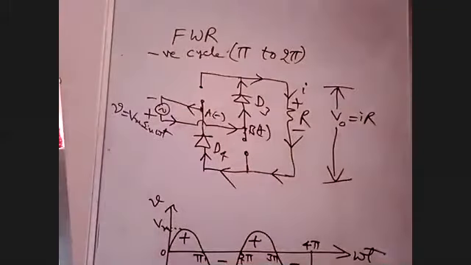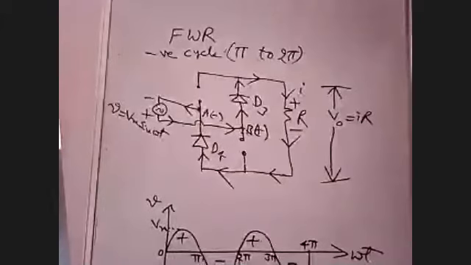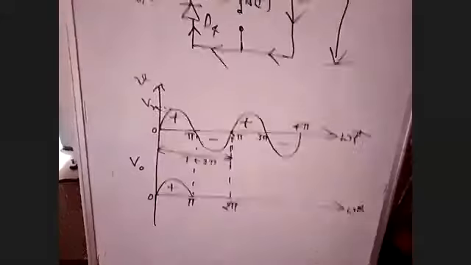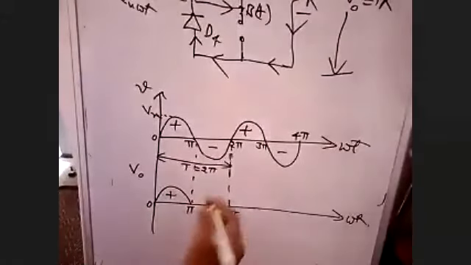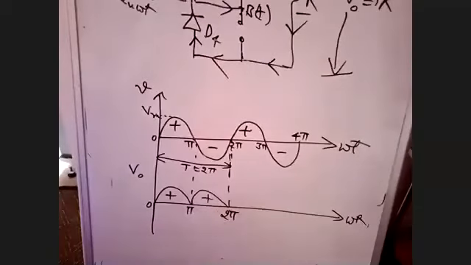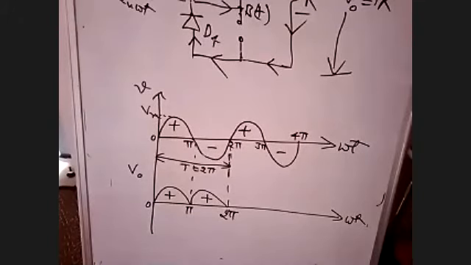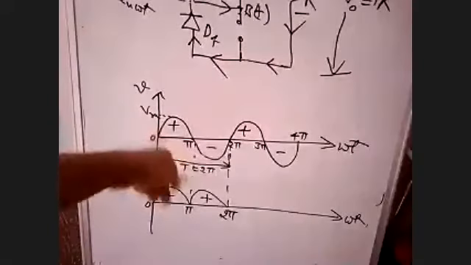That's why we are getting the output voltage. V0 is equal to I into R. In the negative cycle also, we are getting output voltage, but the polarity is not changed in the output. But in the input, polarity is changed. Since in the output the polarity is not changed, this negative cycle is also converted to a positive cycle. Why? Because the polarity is not changed. Same polarity is maintained in the positive cycle and negative cycle. Now the negative cycle is converted to a positive cycle.